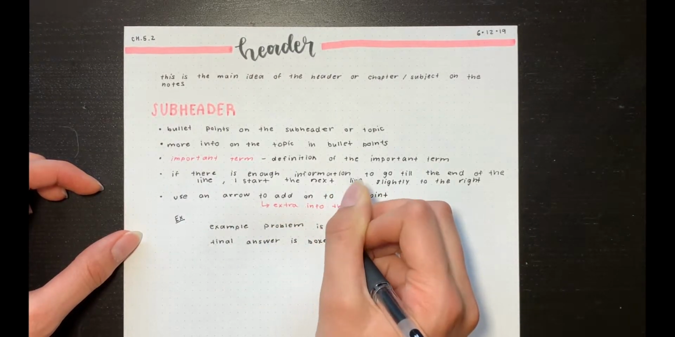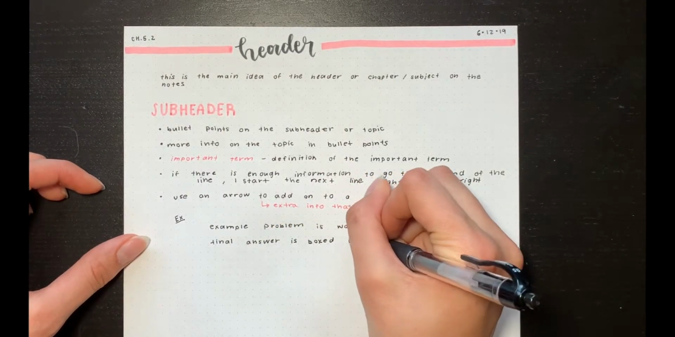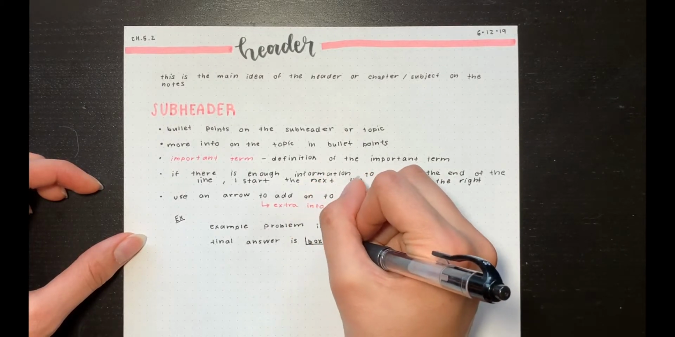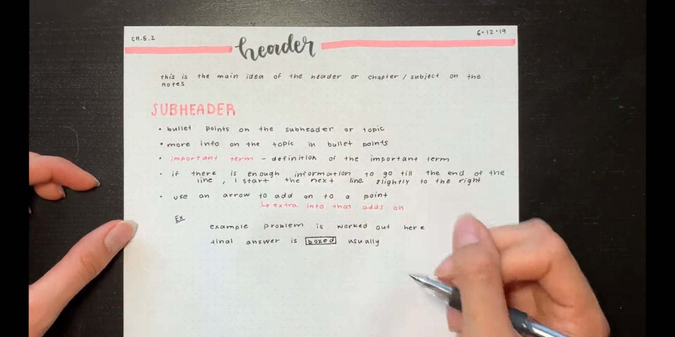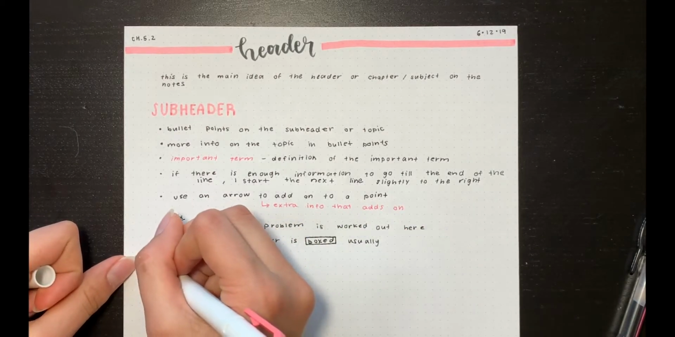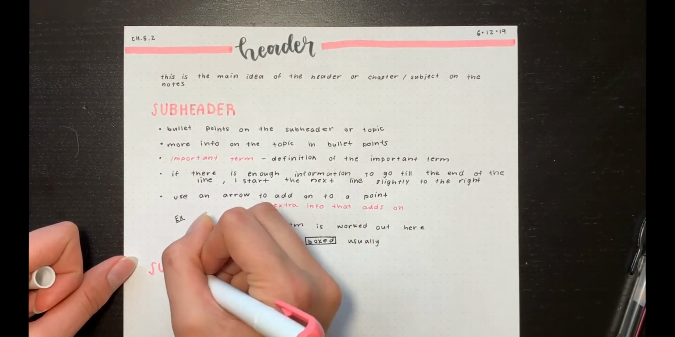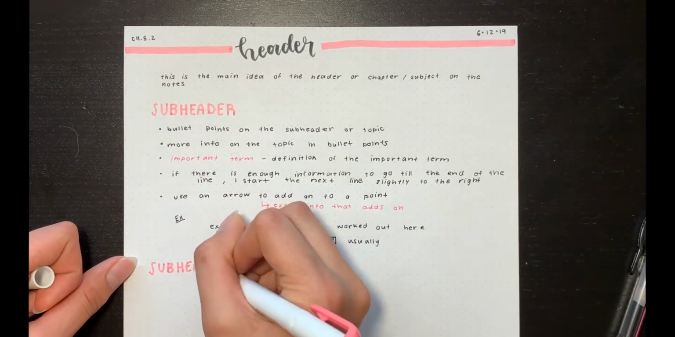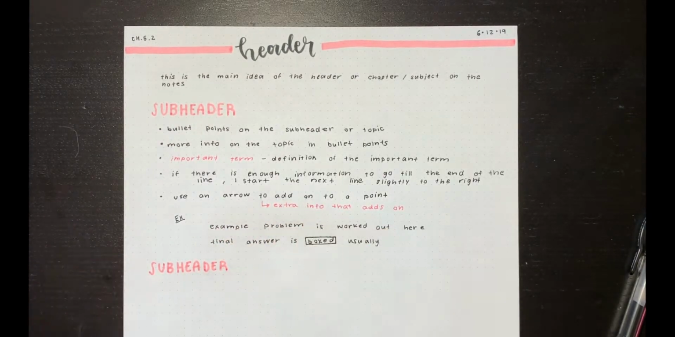I usually start them slightly to the right as well and just kind of write out my problem, and then I usually always box the final answer, usually in math. But once that is complete, I usually add more bullet points or I'll go on to the next subheader.